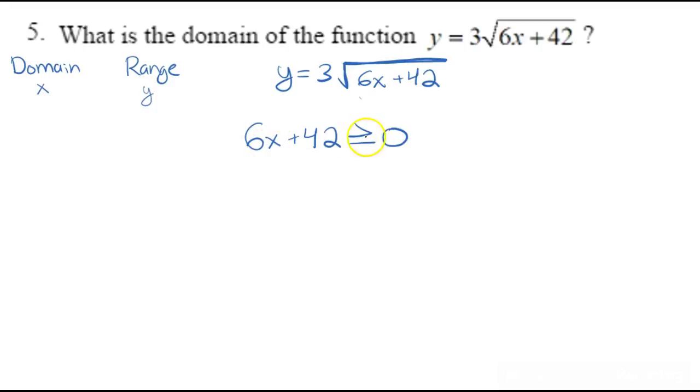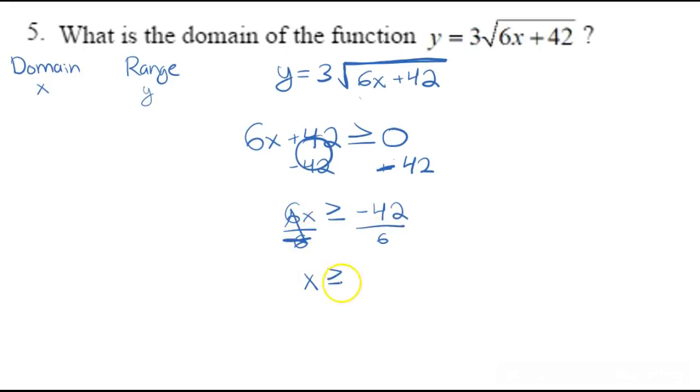So this comes back to last semester when you are solving for an inequality. So the inverse operation of positive 42 would be negative 42. So 42 minus 42 is 0. So we have 6x is greater than or equal to negative 42. Now the inverse operation of multiply is divide. 6 divided by 6 is 1. So we have x is greater than or equal to negative 42 divided by 6, which is negative 7. So that is our domain. All the x values that are possible in the real numbers have to be greater than or equal to negative 7.